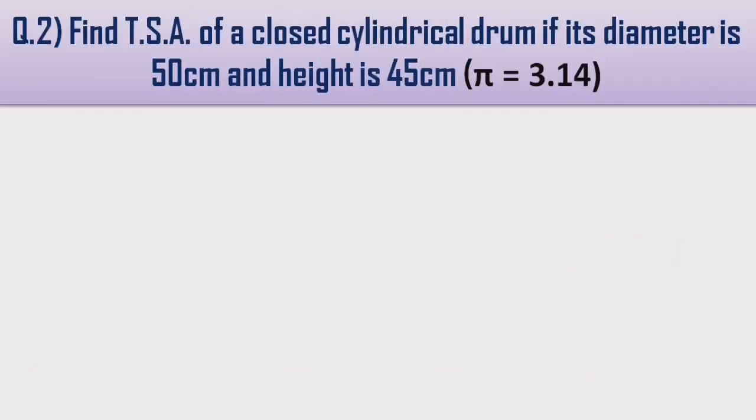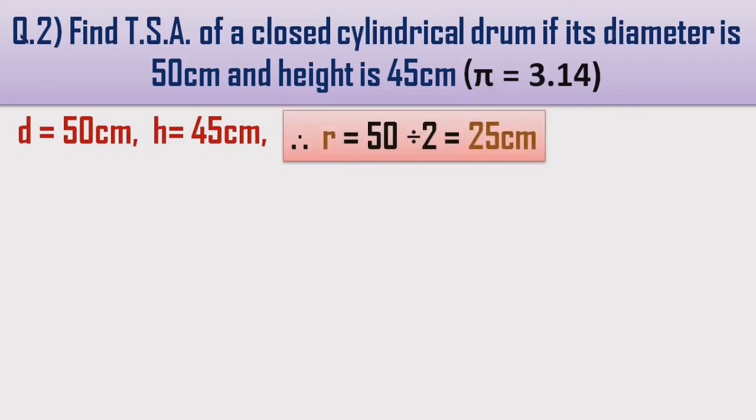Now let's begin with question number 2. Here we need to find only the TSA, but to our surprise, the diameter of that cylindrical drum is given, not the radius, and the height is given. The value of pi mentioned is 3.14, so we have to go with 3.14. With the help of the diameter, we will find the radius. Mention the details and then find the radius. Radius is diameter divided by 2, so that gives the answer 25 centimeter.